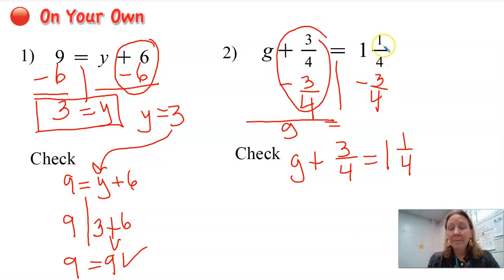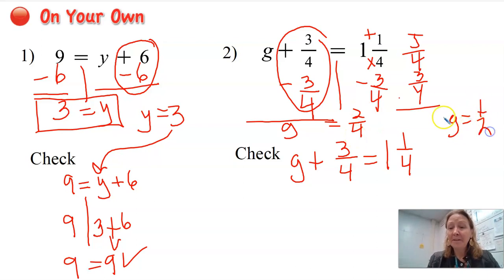equals. Now, I'm going to change the 1 and 1/4. I'm going to do the addication, where I turn a mixed number into an improper. I multiply and then add in the 1. So I end up with 5/4 minus 3/4. And guess what? That is 2/4. Now, I need to simplify the 2/4. I know G equals 1/2 because I know 2/4 is equal to 1/2.